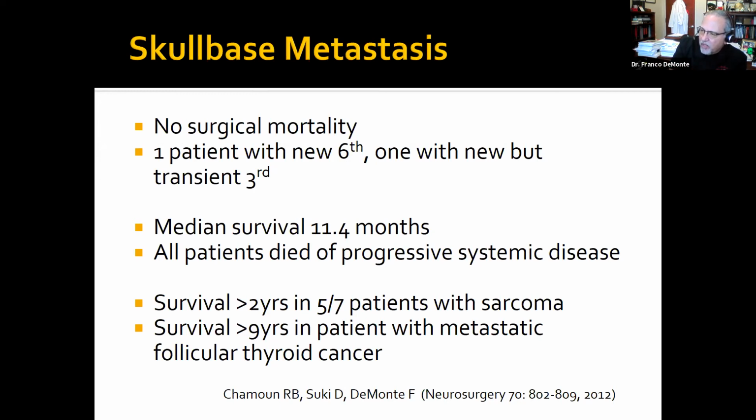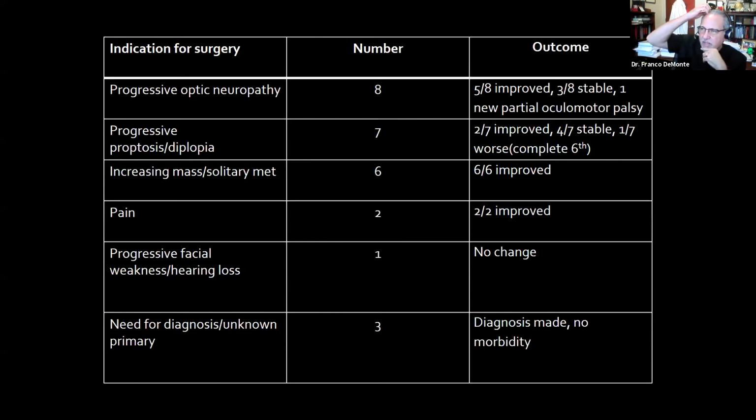Now, it's important to note there are exceptions. We had over 2-year survival in 5 of the 7 patients with sarcoma tumors, and a 9-year survival in patients with metastatic follicular thyroid cancer. When you're operating on somebody with metastatic disease, the goal is palliation. And this is the reason we offered those operations. They had an indication which required palliation, such as a progressive optic neuropathy. This is the number of patients who had that problem and our outcome in those patients. So we did well with progressive optic neuropathy. We did okay with progressive proptosis and diplopia. But we didn't do very well with facial weakness and hearing loss.